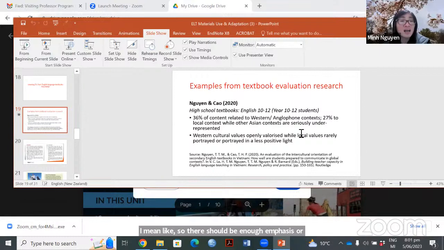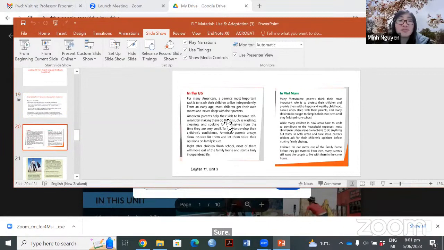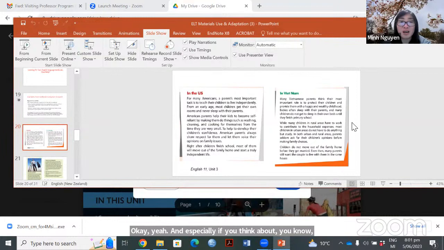Yeah, and especially when you compare and contrast cultures, think about how you should present your local culture and avoid a mistake like this. When you value the American culture but devalue your own culture, which is unfortunate, right? Sure. Yeah.